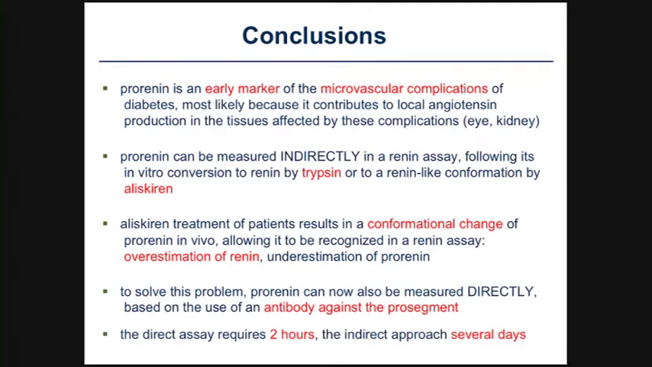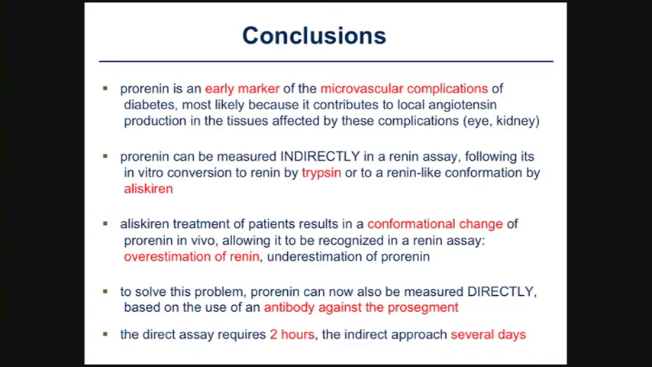Unfortunately then, the problem is that aldosterone treatment of patients may do similar things and even results in a conformational change of pro-renin in vivo. And then it will be recognized in a renin assay, and we get overestimation of renin and underestimation of pro-renin. We now luckily have a second type of assay, a so-called direct pro-renin assay, and this is based on the use of an antibody against the pro-segment.